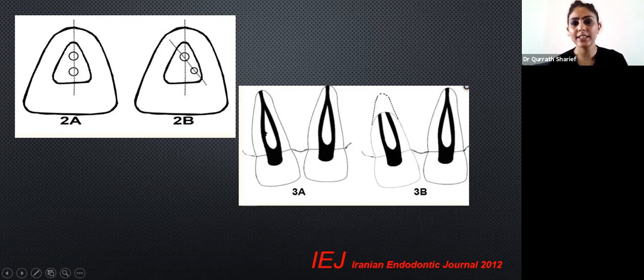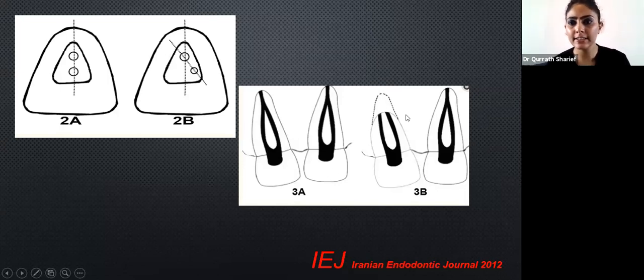Now, I said type 2 is the most common Vertucci classification seen. It basically means there are 2 different canals which start from the canal orifices, and one goes till the root tip, whereas the second meets the first canal in the apical third and then ends as 1. So we say that this is 2-1, this is 2, 2-1. So this is what we say.